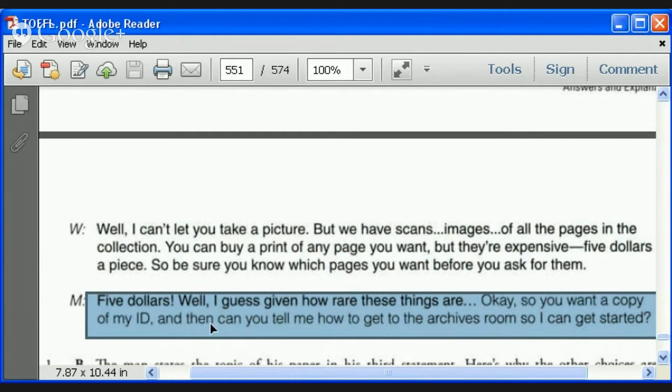Okay, so you want a copy of my ID, and then you can tell me how to get to the archive rooms so I can get started.